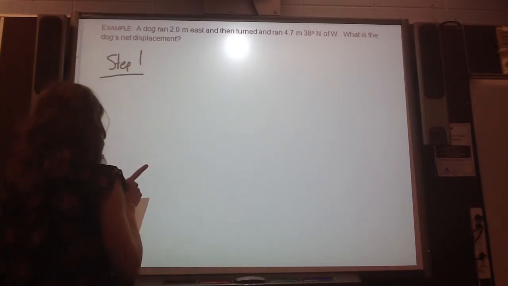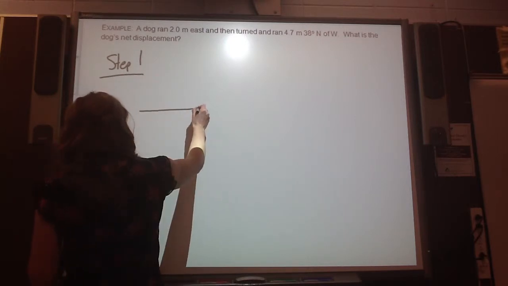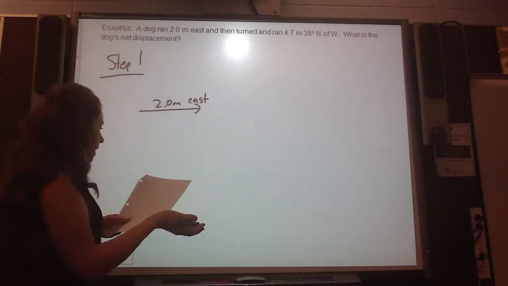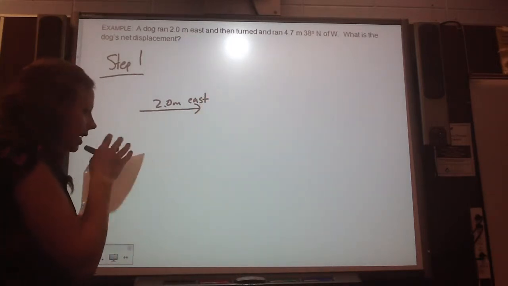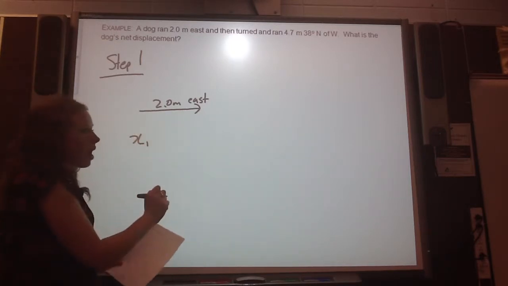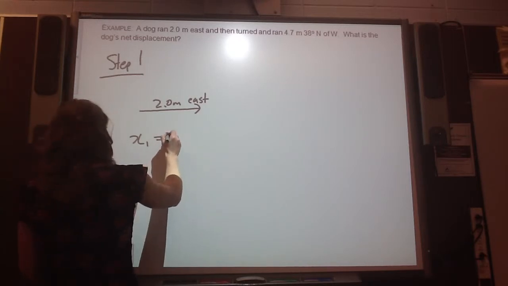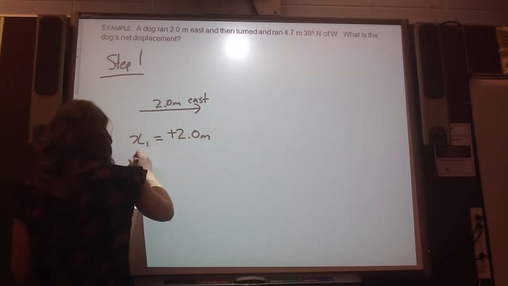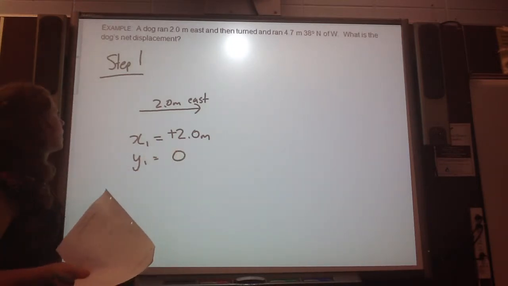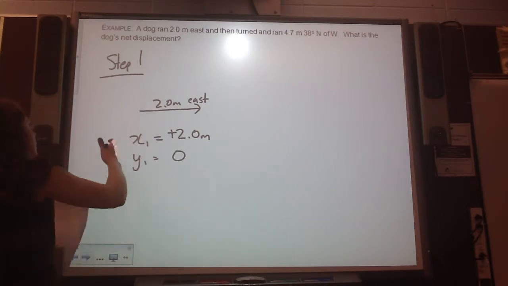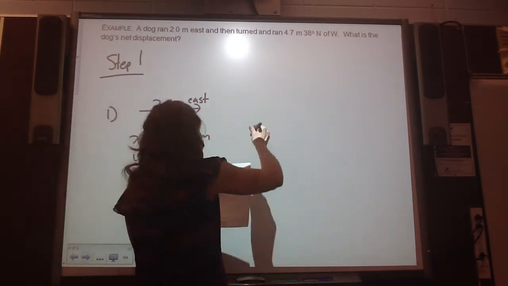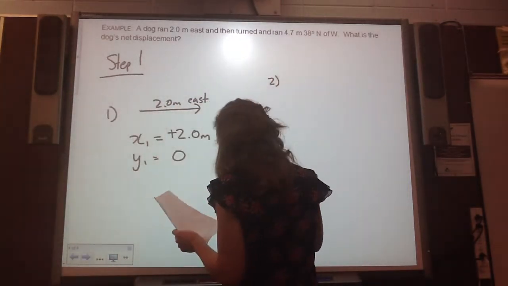Okay, so I know that my first vector is 2 meters east. Well, I don't need to break that down into 2 components, because it's just one. Its component is only x. So x1 is equal to positive 2.0 meters. Y1 is equal to 0 because the dog was only going east. It wasn't going north or south. So this is the first vector. Now we can do the second vector that's a little bit more complicated.